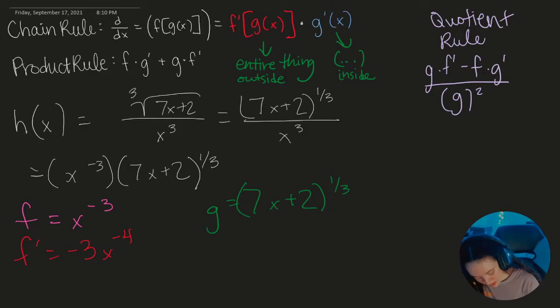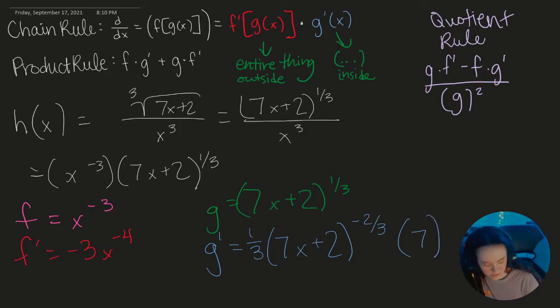And our G prime is going to be our chain rule. So we move our exponent to the front, multiply that by the inside, subtract 1 from our exponent, so 1/3 minus 1 in this case is negative 2/3, and then we still multiply that by the derivative of the inside, which in this case is 7. We would end up combining the 1/3 and the 7, but we're not going to do that because it's just going to make it ugly for right now.